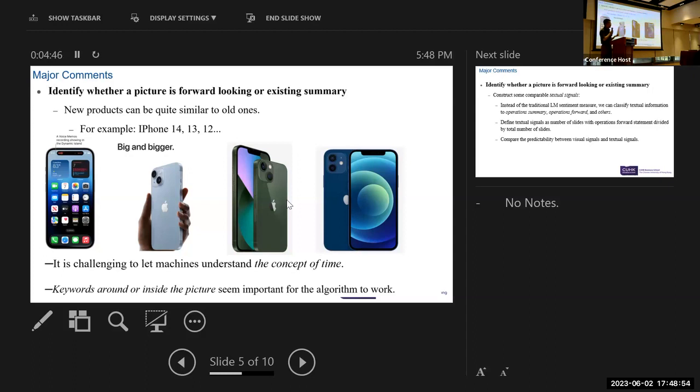And even though we can identify whether it's a new product, forward-looking, or some existing product, another challenging part about the authors' design is the concept of time, that they want to let the machine understand the concept of time. That is also very challenging, right? If you think about a traditional picture, a dog is a dog 2 years ago, and after 2 years, it's still a dog. But here a picture is classified as forward-looking, let's say some new product 2 years ago. But maybe after 2 years, it is not forward-looking anymore. It becomes existing summary.